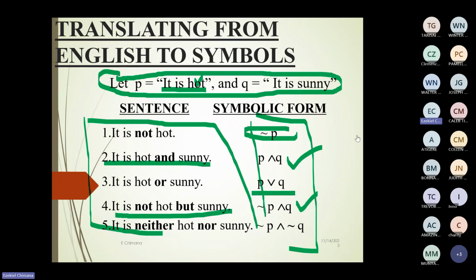And then we have the next statement, which says it is neither hot nor sunny. In other words, it is not hot and it is not sunny. So you are negating P and negating Q and using an AND to join them. That's why I've got the negation of P and the negation of Q.